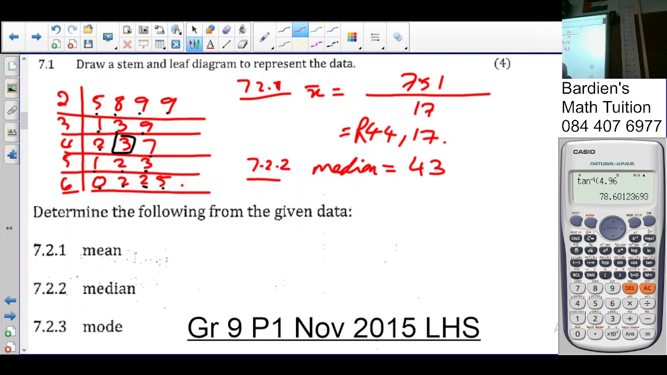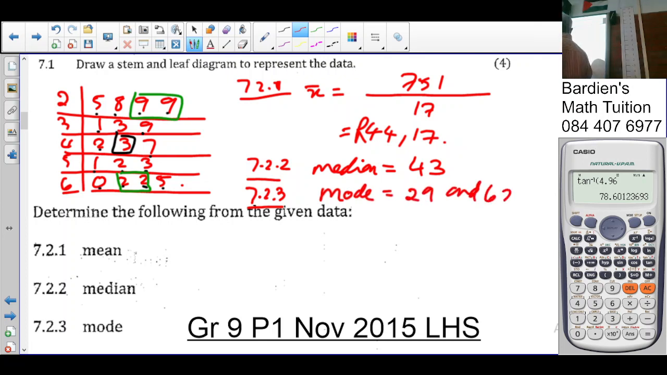Then I want you to know your mode. People, what's the mode? The number that occurs the most. So 29 occurs twice, and 62 also occurs twice. So it has 2 modes. So your mode is going to be 29 and 62. And then the last question, yes?